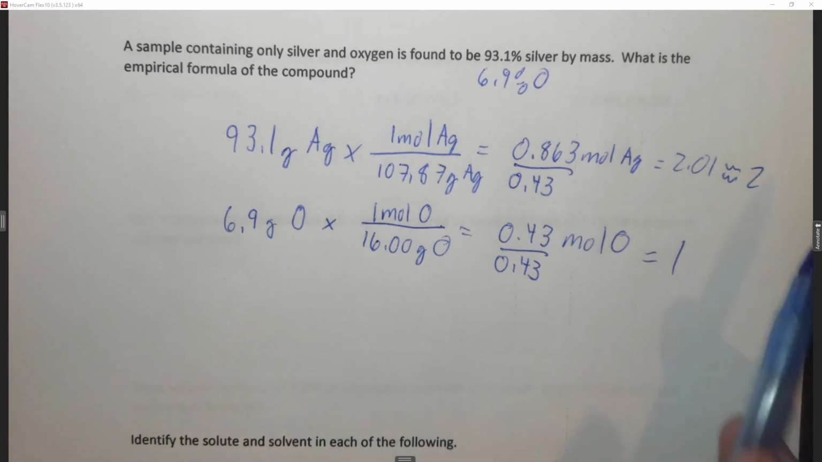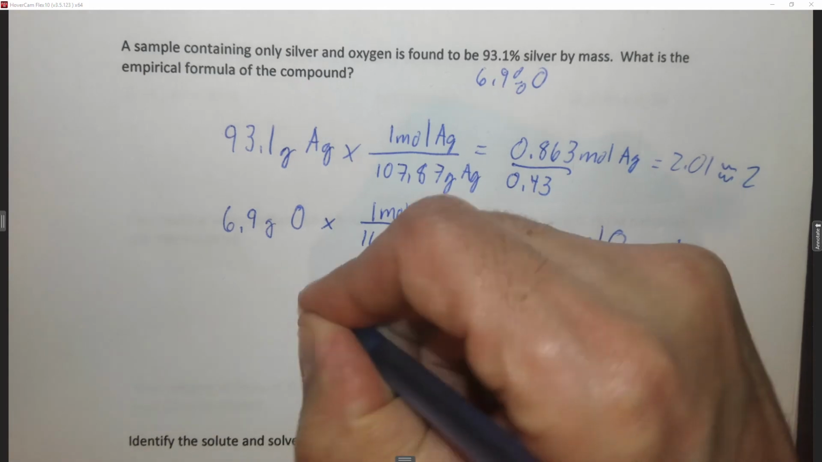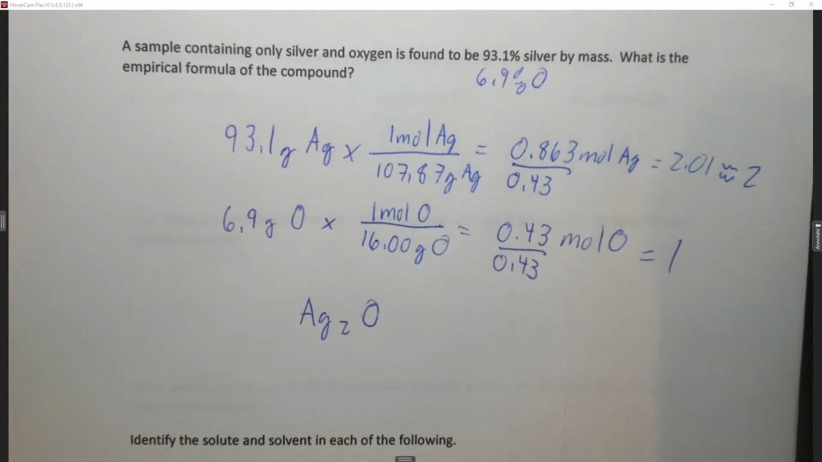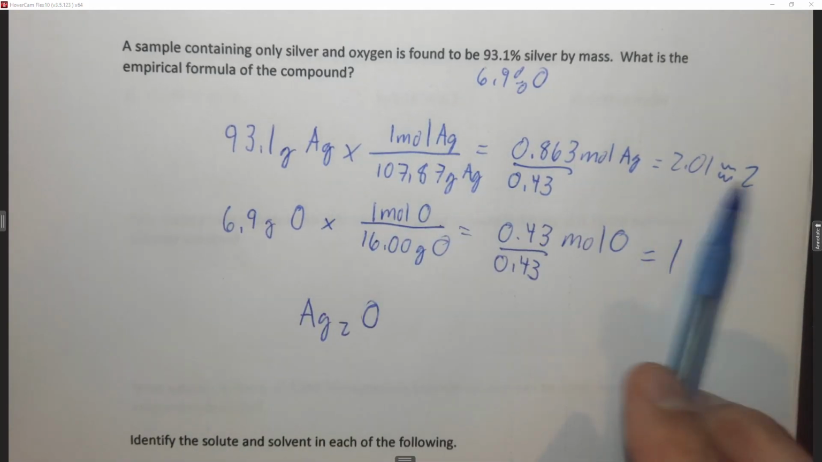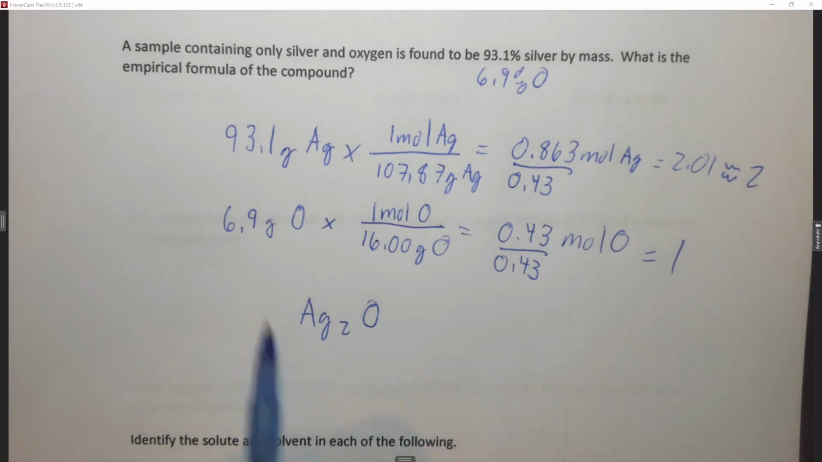If we want to write this as an empirical formula, it is Ag2O. Note that the numbers are not the answer. The formula is the answer to this question.